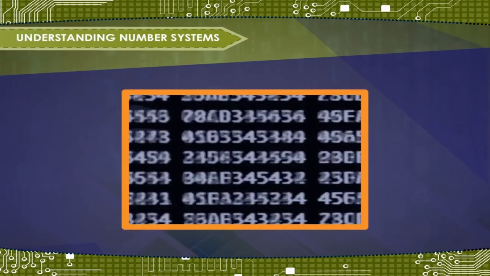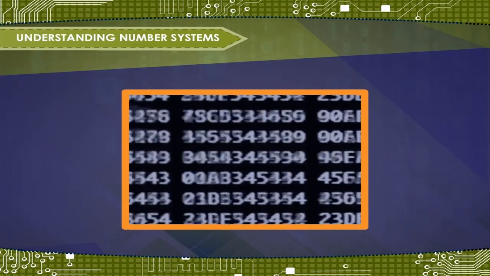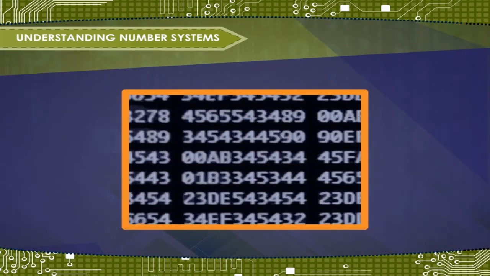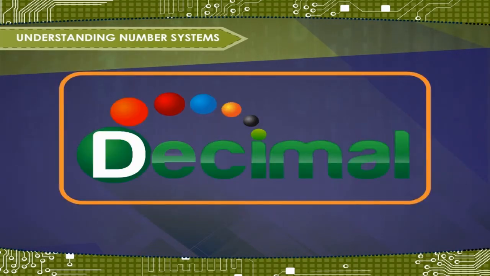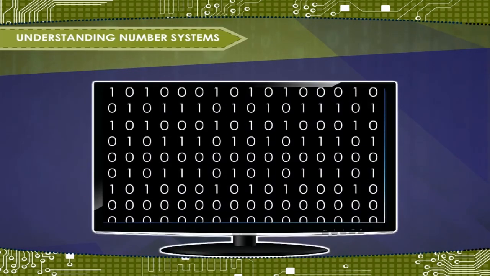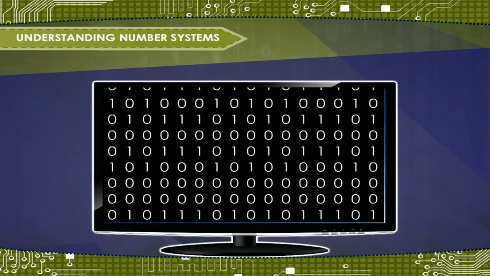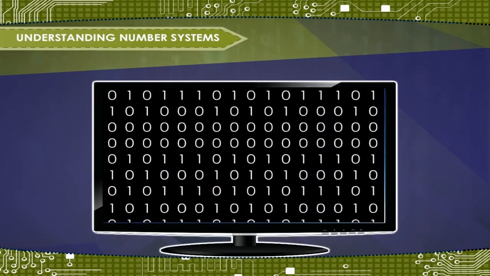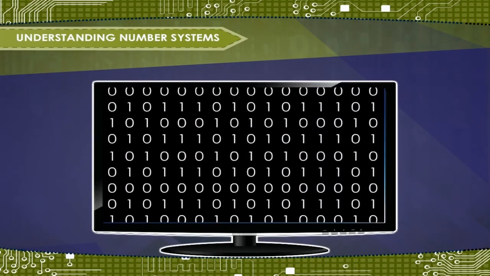Understanding number systems. A number can be represented with different base values. The base of any number system is determined by the number of digits in the system. You are familiar with the decimal numbers. In the decimal number system, there are 10 different digits: 0, 1, 2, 3, 4, 5, 6, 7, 8, 9. Hence, the base is 10. A computer uses a binary number system, which can have only two values, 0 and 1. Hence, the base is 2.